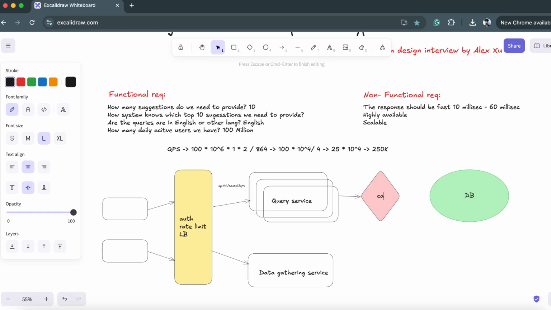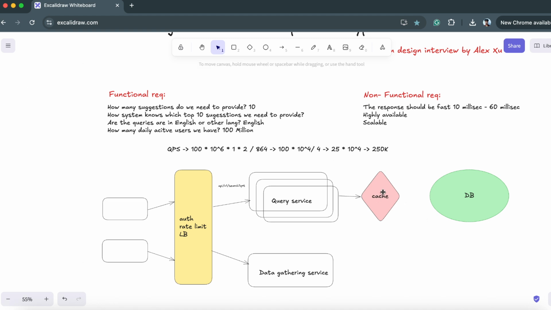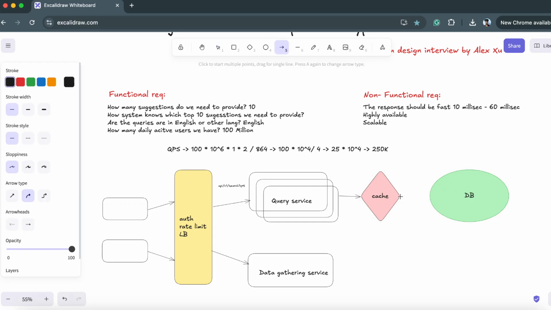So we have a cache layer. Before directly going back to the DB, we'll check if the query is available in this particular cache, if the top 5 suggestions are available for that particular query. If so, we will get that and provide it back to the user.